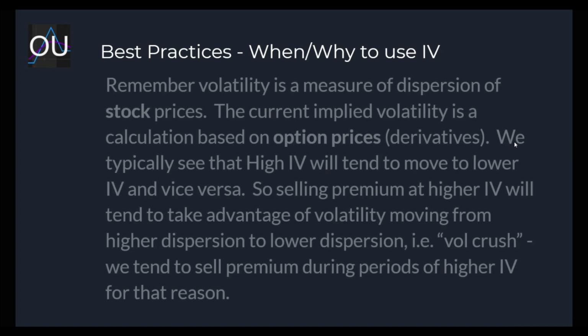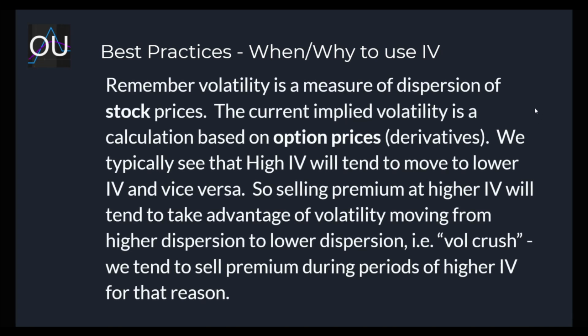So why use IV? Remember that volatility is a measure of dispersion in stock prices. The current implied volatility is a calculation based on option price derivatives. When we see high IV, we will tend to see that the high IV will tend to move to a lower IV and vice versa. So selling premium at a higher IV will tend to take advantage of volatility moving from a higher dispersion to a lower dispersion, i.e. vol crush. We tend to sell premium during periods of higher IV for that reason.